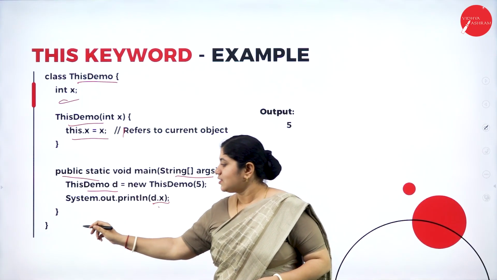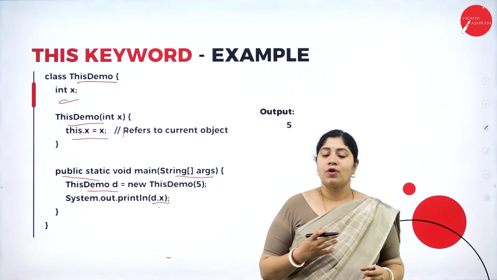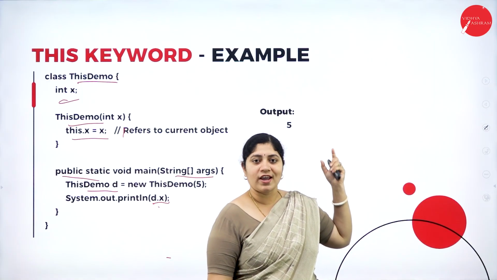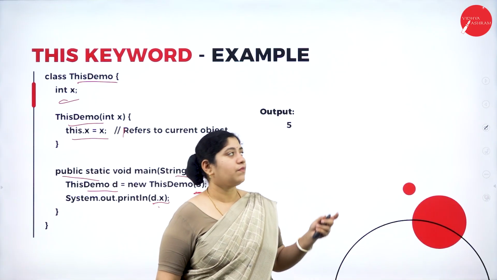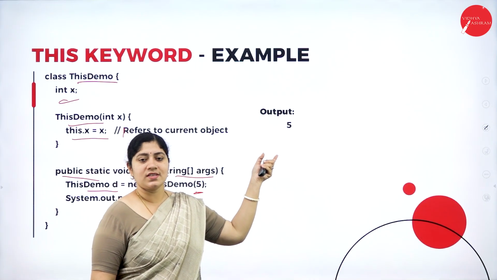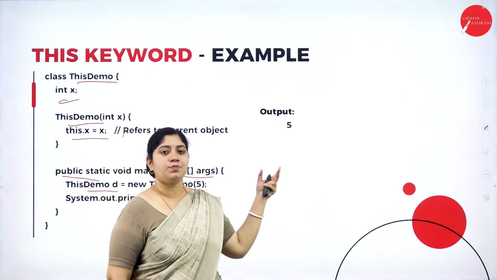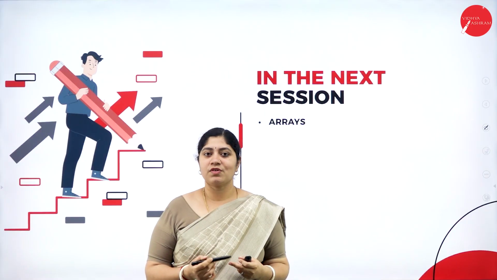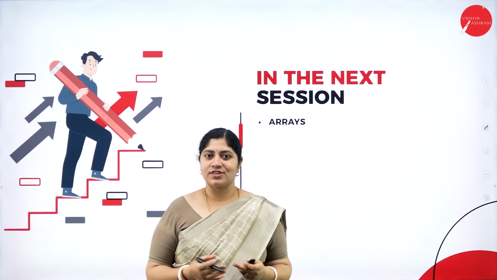Thus this completes the program. And now at the output, what is the new updated value? Yes, that is 5, the new value which we have assigned. After execution of this program, we will get an output of 5. So this was all about today's session. In the next session, we will be discussing arrays. Thank you.